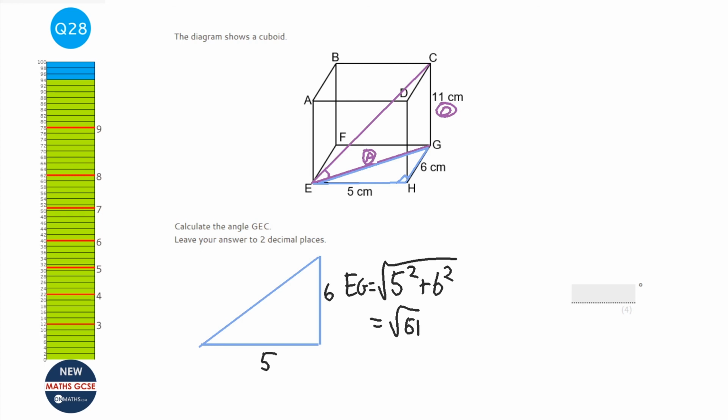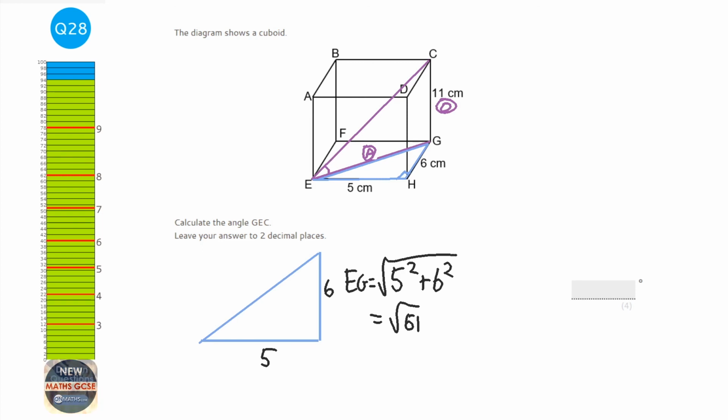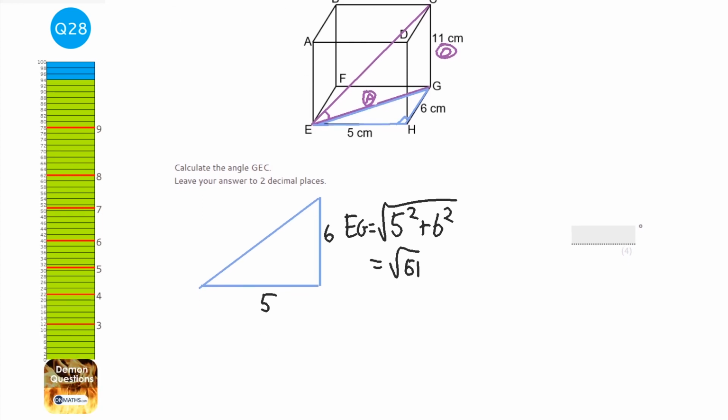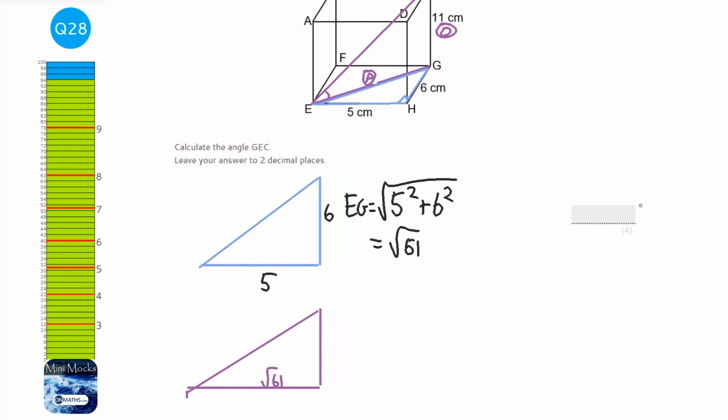Okay, so the next thing to draw is the right angle triangle, the purple one that we've got on the diagram. So let's start drawing that. Okay, so we've got A at the bottom, which we now know is root 61. Let's scroll down a bit. And the height is 11. And we're looking for this angle here, and we can call this angle X, why not?